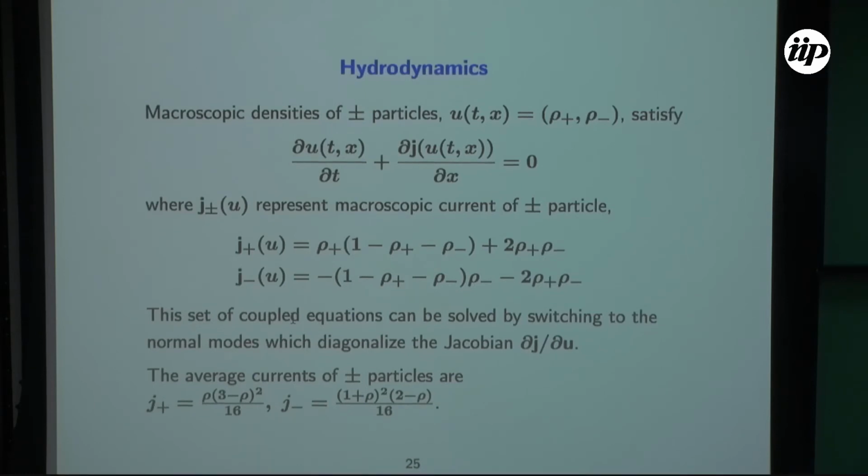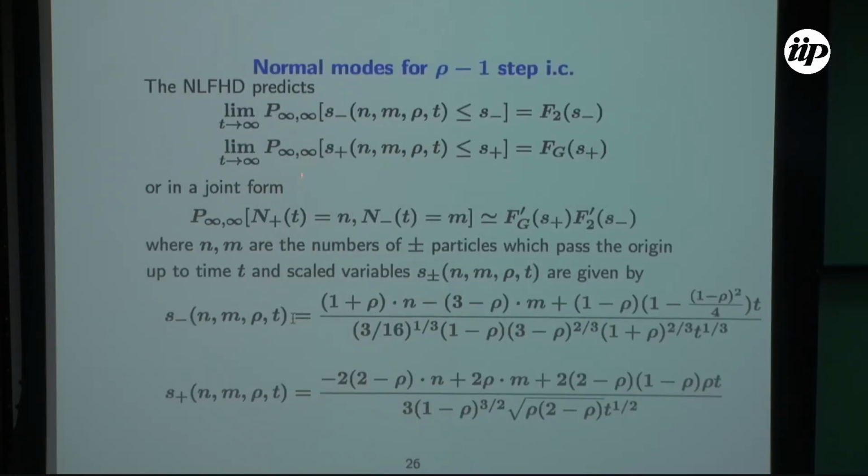So this is a kind of two-component Burgers equation, right? And again, one can do this diagonalization of the matrix A and switch to the normal modes. And for example, one can study several hydrodynamic behaviors. For example, the currents at the origin can be calculated explicitly, and they are given by these expressions, depending on rho. Okay, now the predictions from the nonlinear fluctuating hydrodynamics can be formulated in this way.